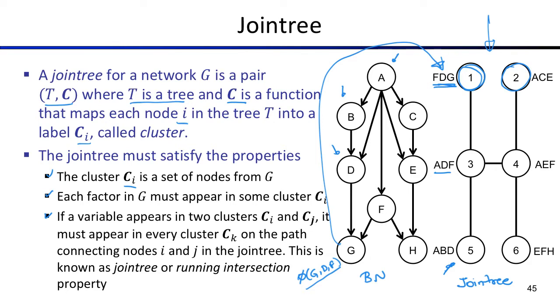So one example is, for instance, variable A. I can find variable A in this cluster. We can also find variable A in this cluster here. And we see that A also happens here. That's part of the path that goes from here to there. It also is mentioned here. And so it's present in the nodes 3 and 4. They are in the middle of the path between 5 and 2.